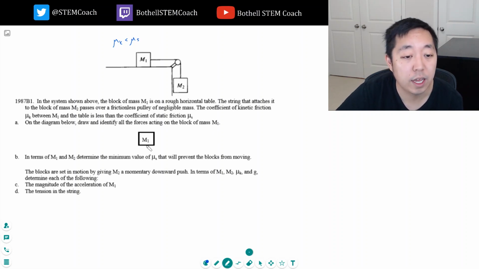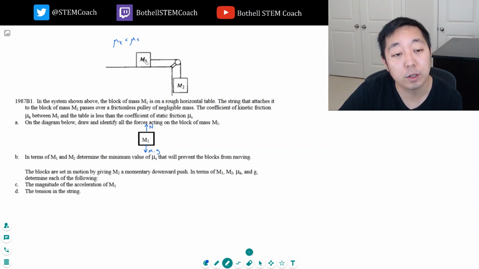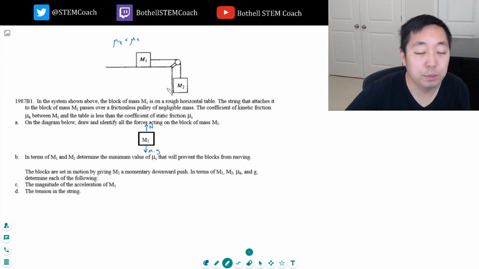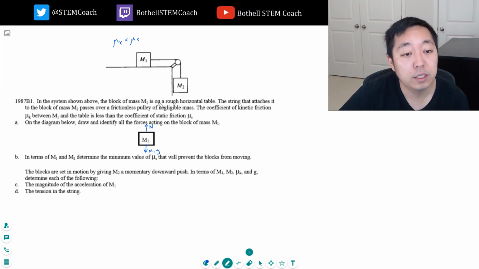M1 is going to have gravity. Gravity always acts on it, unless you're not near the Earth, I suppose. You have a normal force to balance out the gravity, because it's not falling into the table, right? It's not falling downward, so there has to be a counterbalancing force, and that's what the table does. Then this rope is pulling on it: tension. And then we have friction fighting it, too.